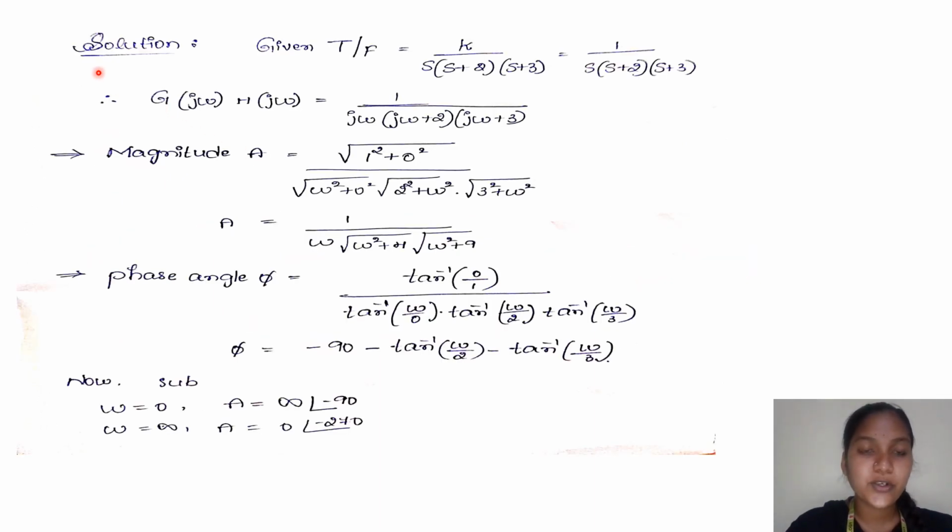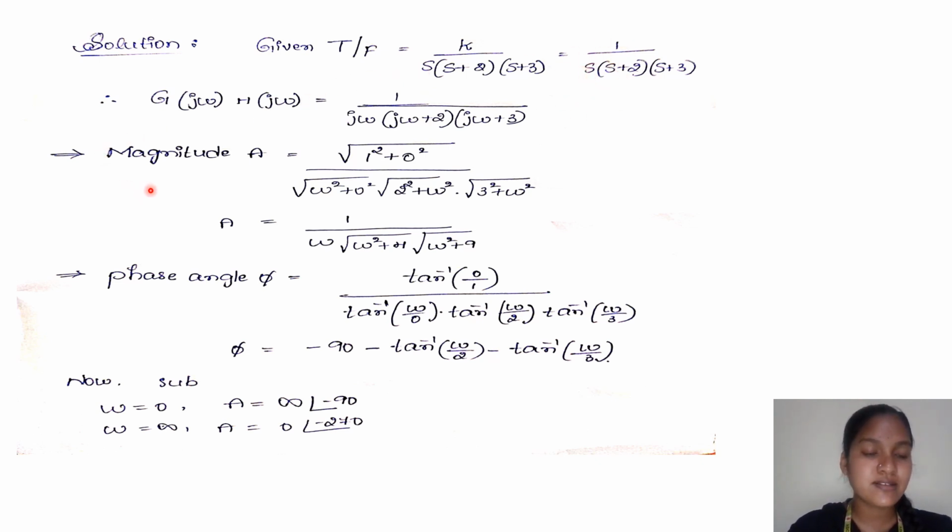Now let us discuss the solution. The given transfer function is K divided by s(s+2)(s+3). It is given that K equals 1, so we write it as 1 divided by s(s+2)(s+3). In the first step, we substitute s equals j omega, so we get G(j omega)H(j omega) equals 1 divided by j omega (j omega + 2)(j omega + 3). So we are substituting j omega in place of s.